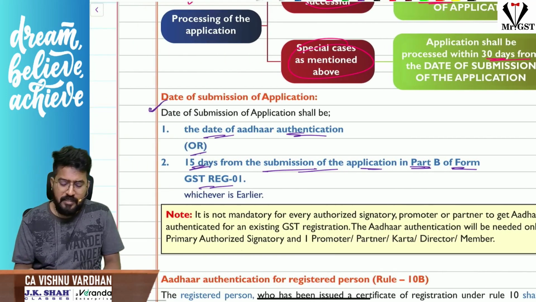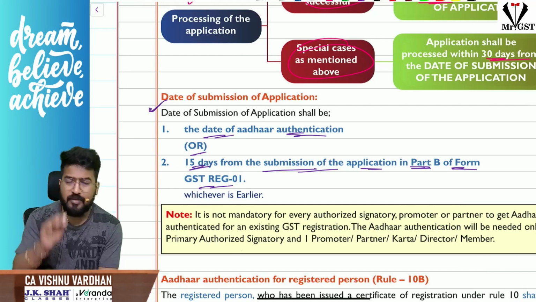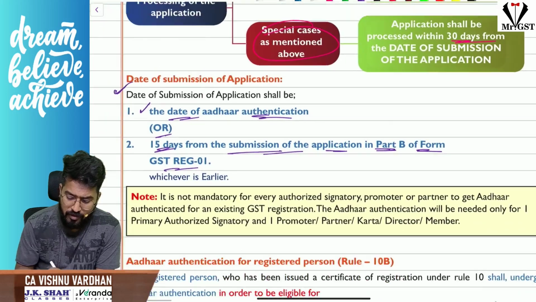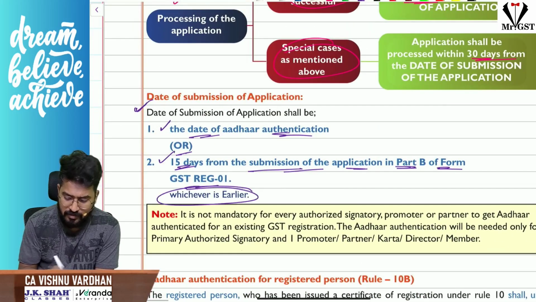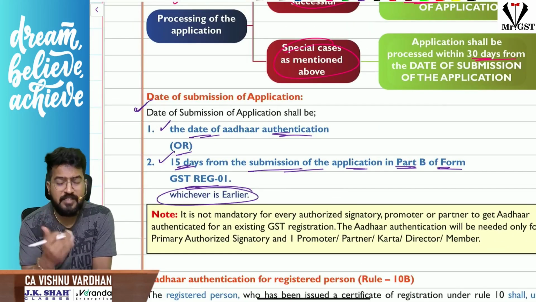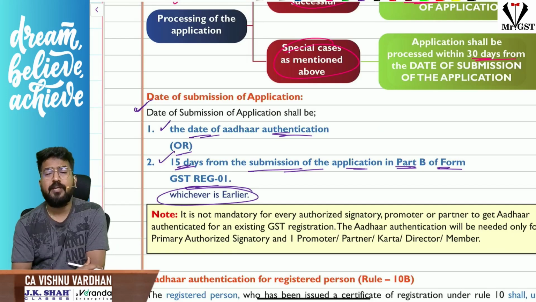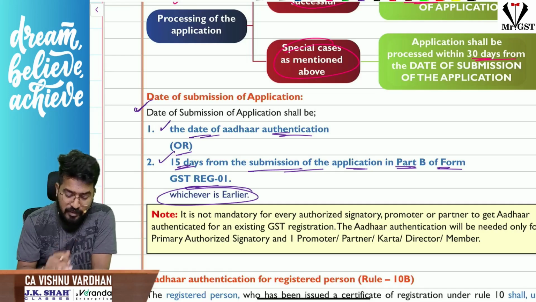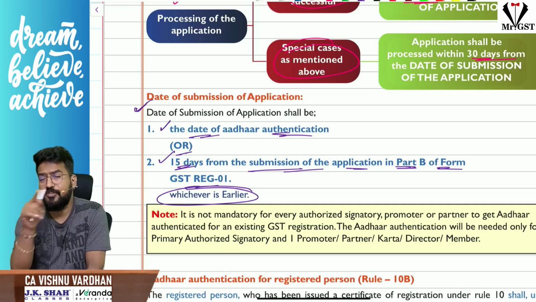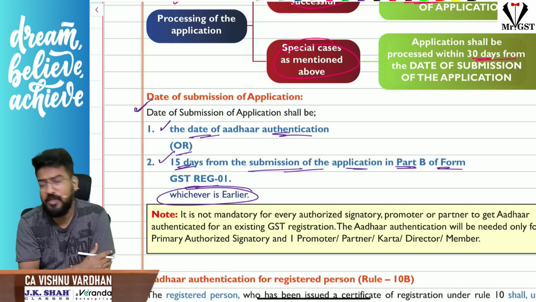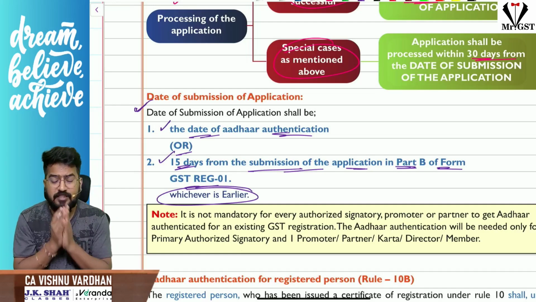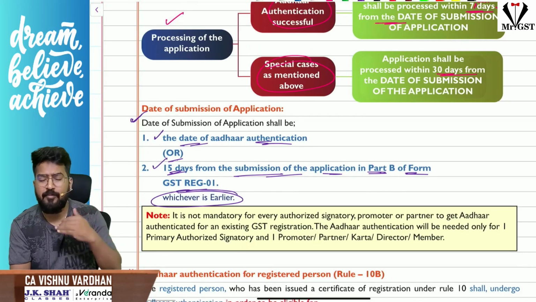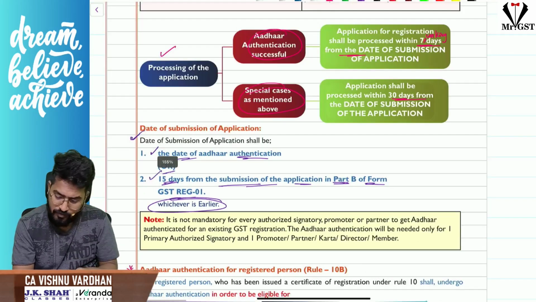What does it mean, sir? That means, sir, you submitted the application in Part B, from that date of Aadhaar authentication or 15 days, whichever is earlier. That means if you have selected Aadhaar authentication and you are not doing it, the system will wait for 15 days for you to do Aadhaar authentication. That means here a 15 days waiting period plus their 30 days, total 45 days you have to wait if you are not doing Aadhaar authentication. So Aadhaar authentication is really very important for the registration, so that the time delay can be reduced. Okay, that is the concept.